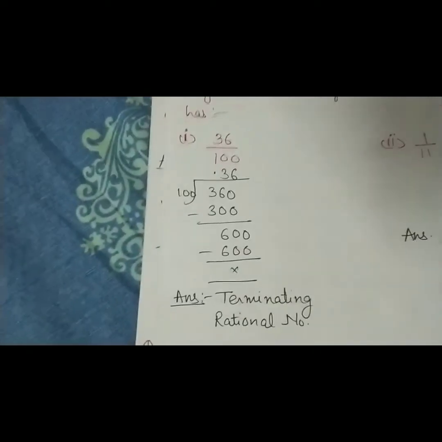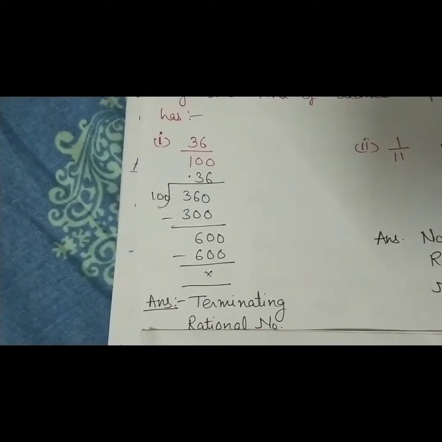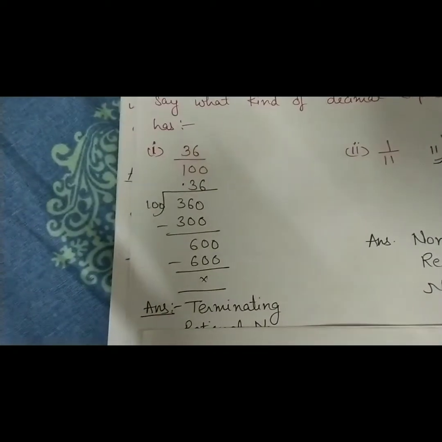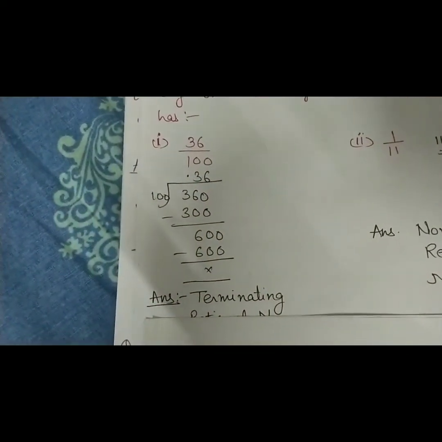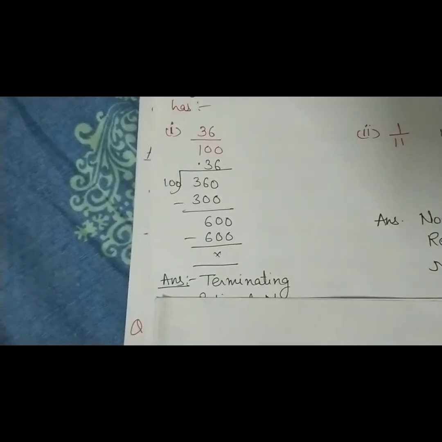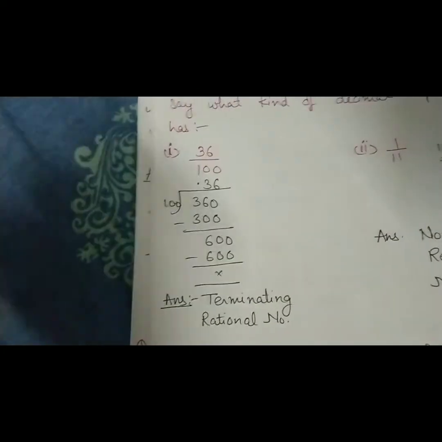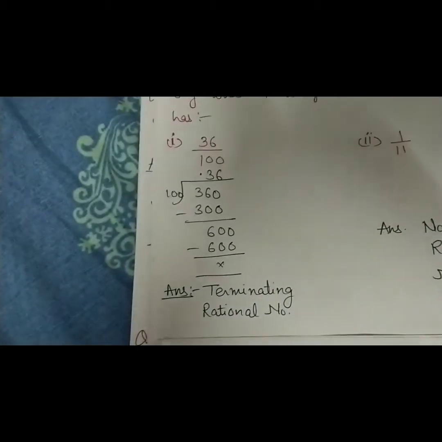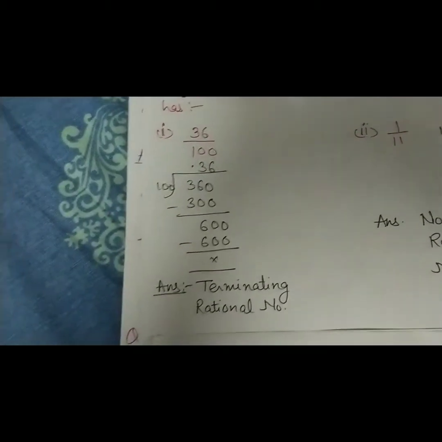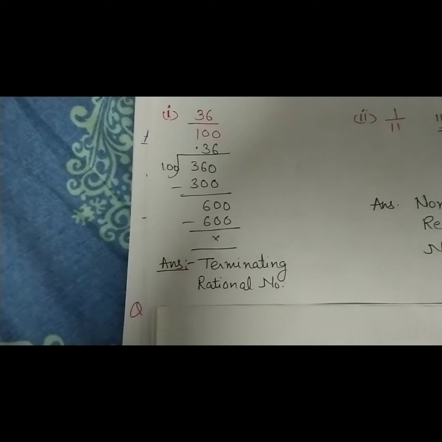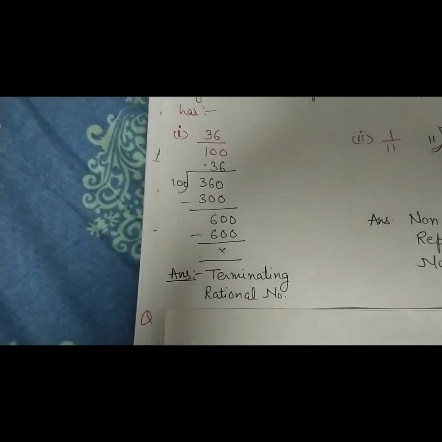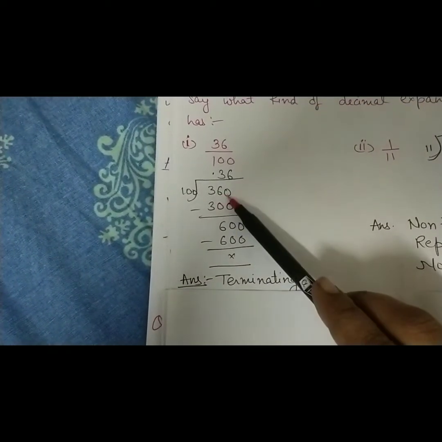So the first question is 36 upon 100. So we are going to divide 36 by 100. We get the answer 0.36. How did this answer come out? We first put a decimal over here. After that, 0 keeps on coming on it. Remember the rule of division?